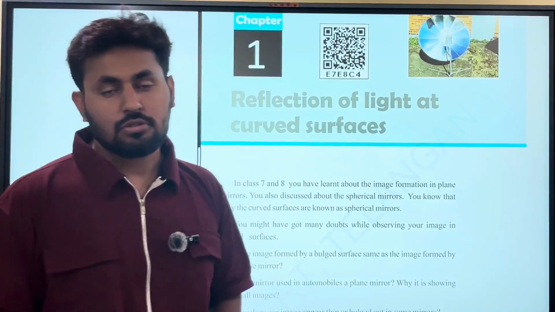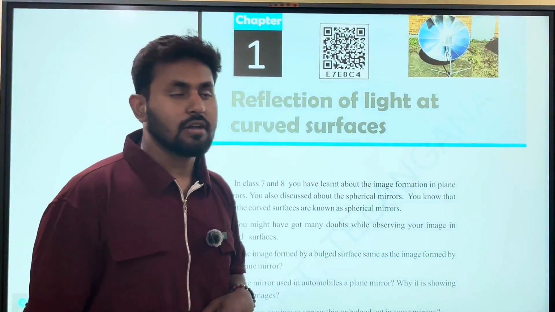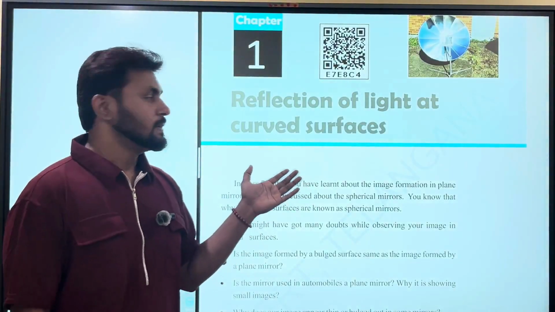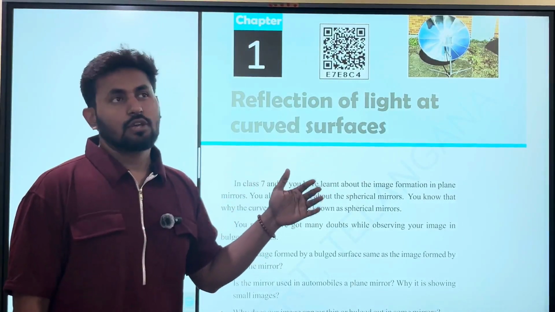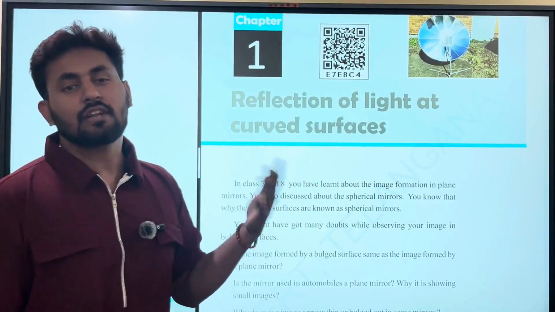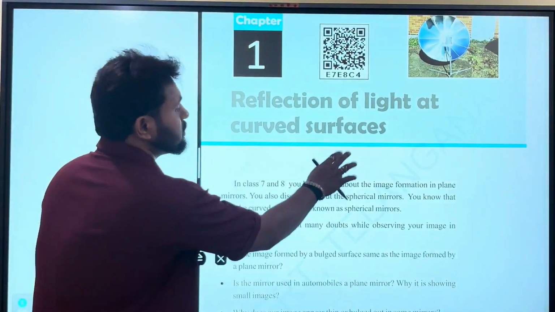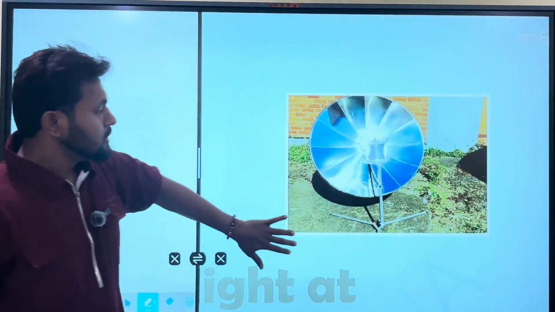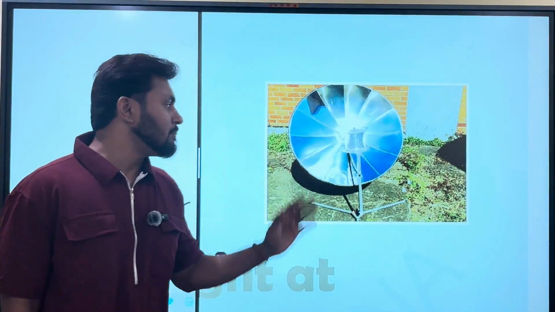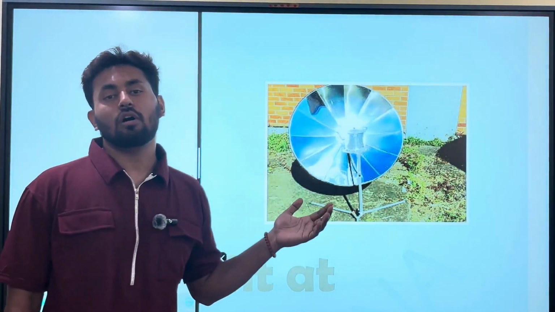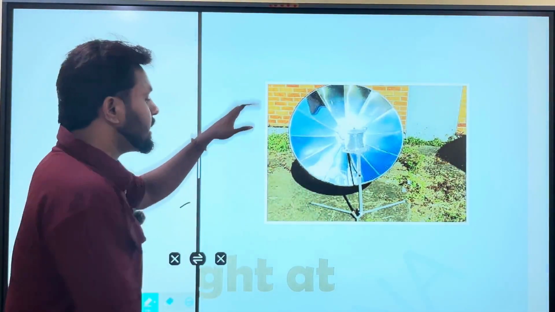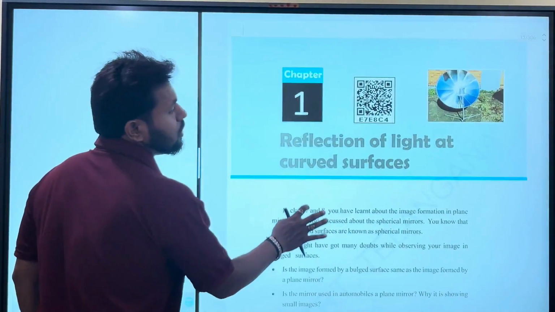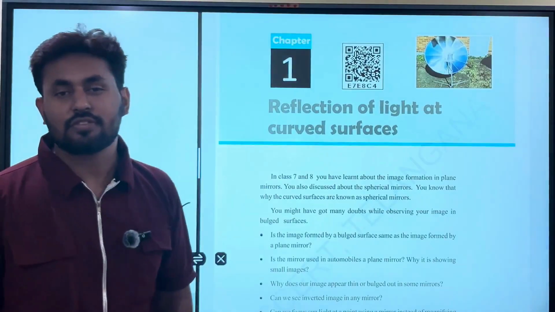I hope I made these two definitions clear. This is a new thing that you might be learning, you might not have heard of it. This is something called curved surfaces. You might have seen Airtel dish antennas at your home which will be in this shape. Let me zoom it for you. You can take this as an example of curved surfaces, and I'll tell you how these have been formed, based on what these things work and what types of curved surfaces we have.